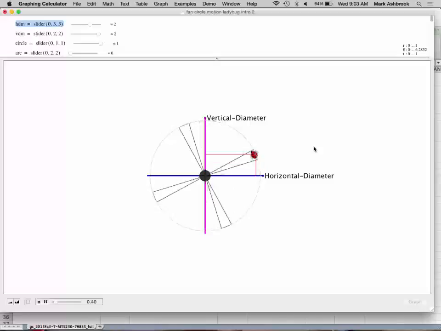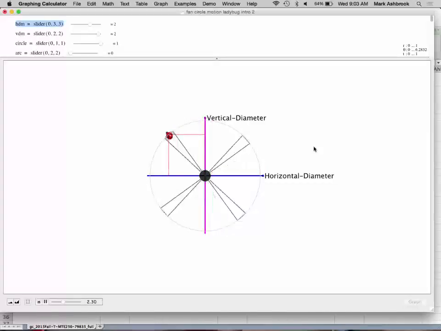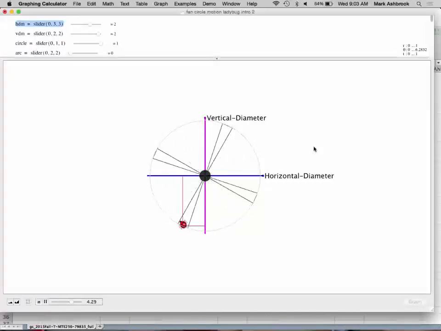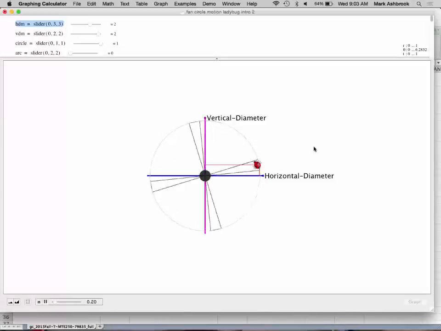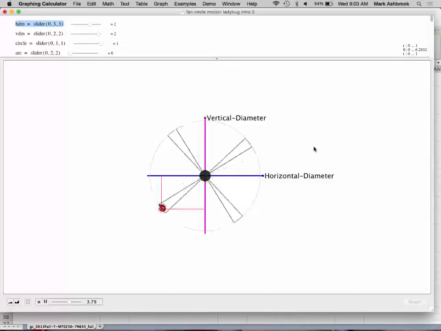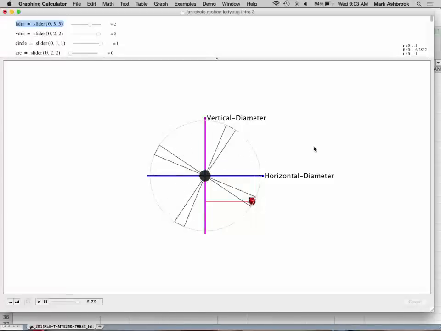So it could be anything that's going in a circle. We've been using this example of a bug on the tip of a fan blade going around in a circle. So what quantities have we been focusing on in this situation?